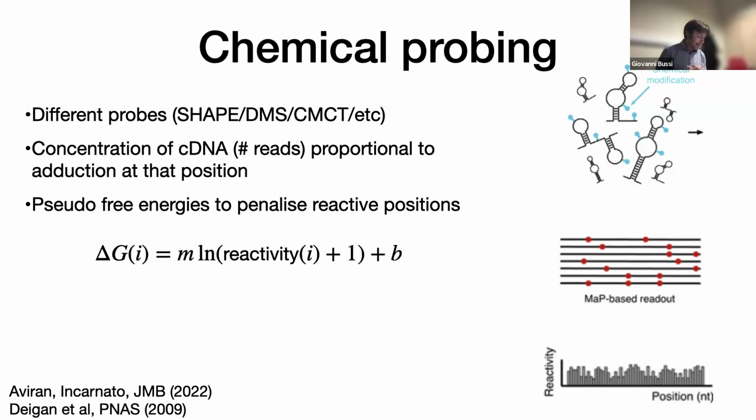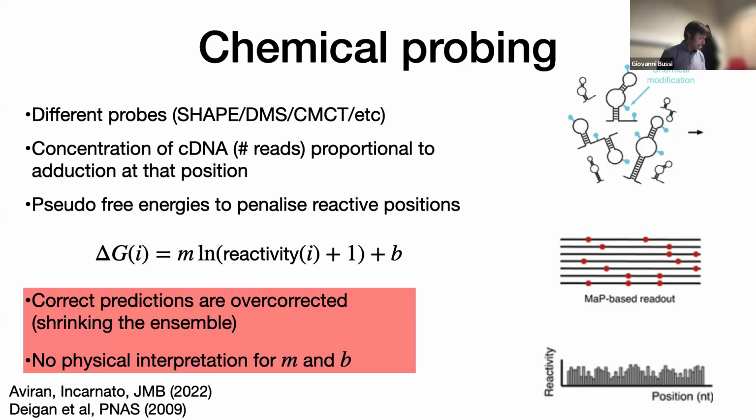Then by counting the number of truncated DNAs, or the number of mutations, you can estimate basically the probability to have a modification in that position. The standard way to then include this experimental data in secondary structure prediction is to use pseudo-free energies, like a penalty. You penalize the formation of a base pair in nucleotides that display a high reactivity, which actually means a high number of adduction in that position.